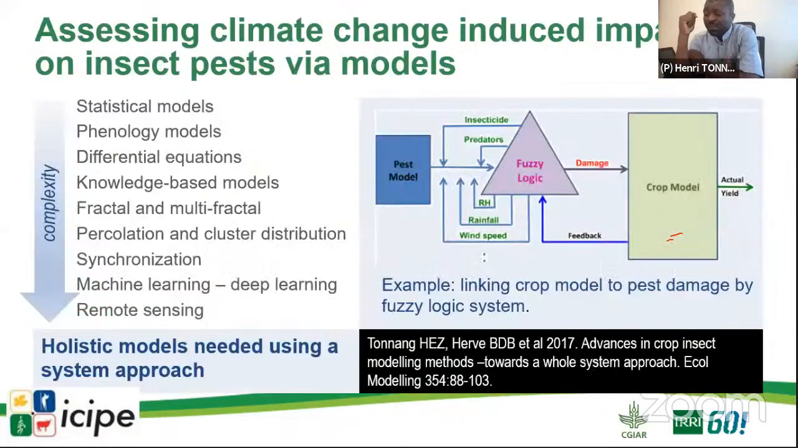Slide four, please. There have been a number of attempts using different types of models: statistical, phenology, differential equation. Sometimes people even use fractal techniques to assess the impact of climate change. However, the majority of known insect-based modeling approaches are not holistic. They only concentrate on a single component of a system, for example, the pest, rather than the whole system. We believe that to properly understand the entire impact, we need to look at it holistically and integrate all the different components that are involved in crop production.